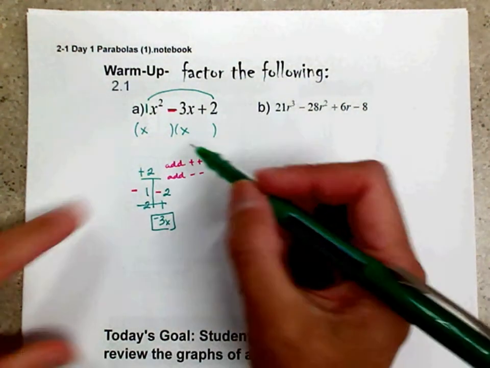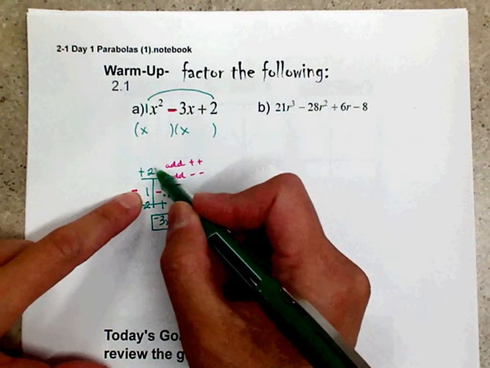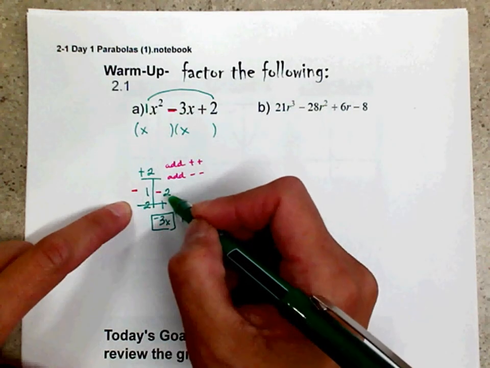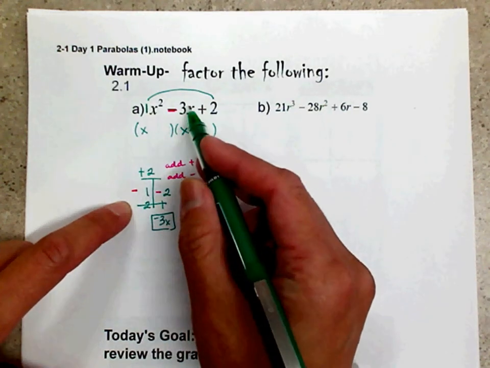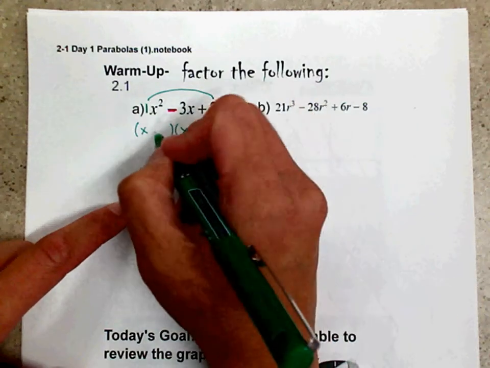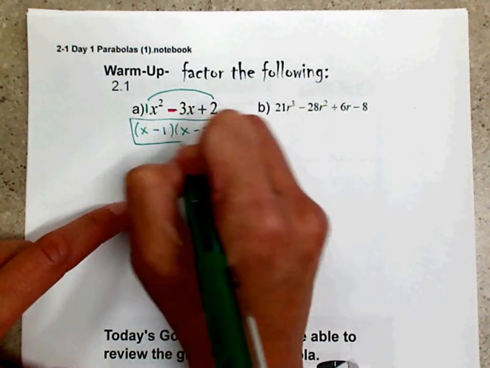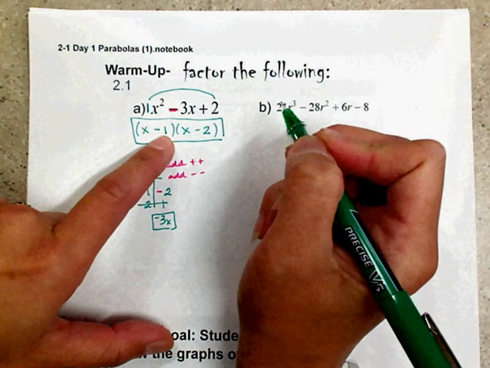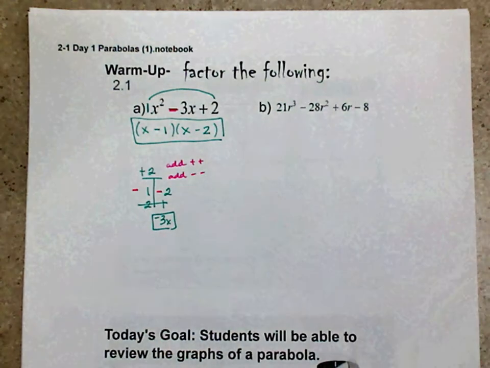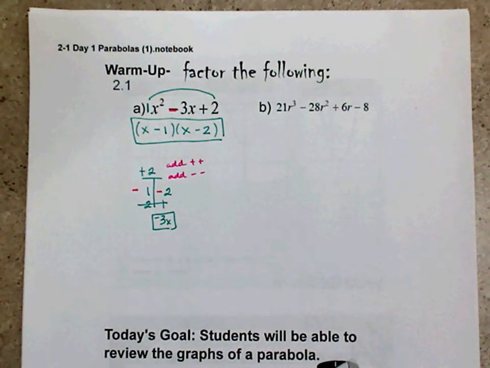All right. Negative 1 times negative 2 is positive 2. Negative 1 plus negative 2 is negative 3. You see how they both function? So here's minus 1, minus 2. And it does not matter if you put negative 2 here and negative 1 there. Does not matter. Okay? All right.